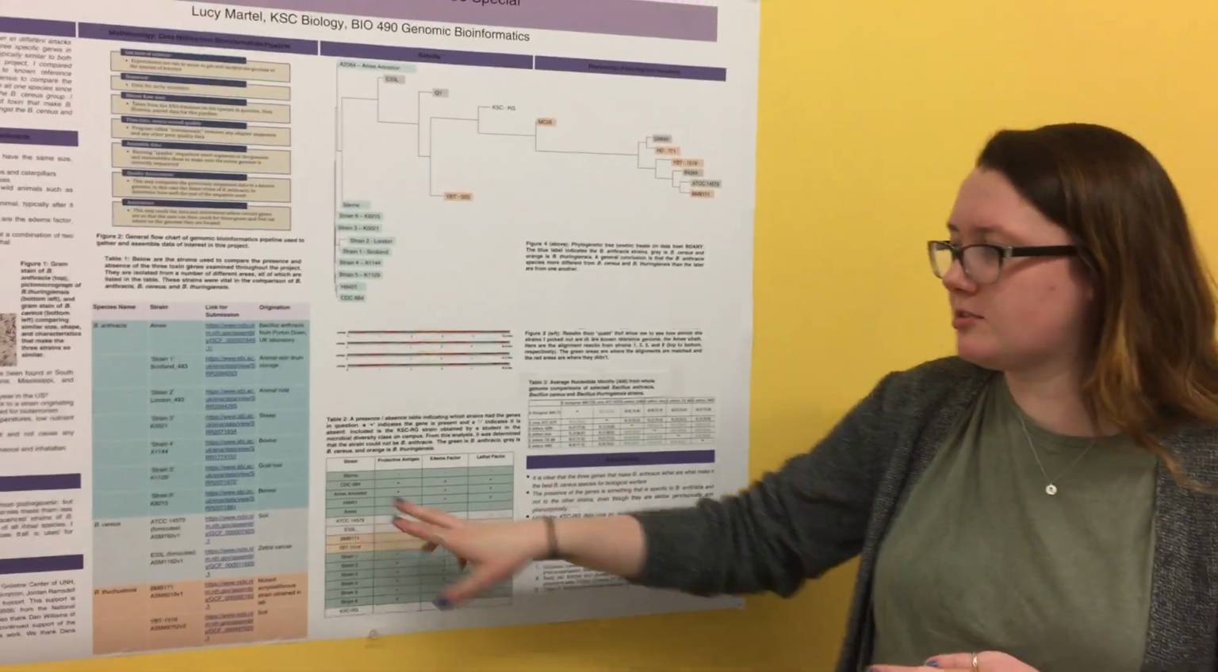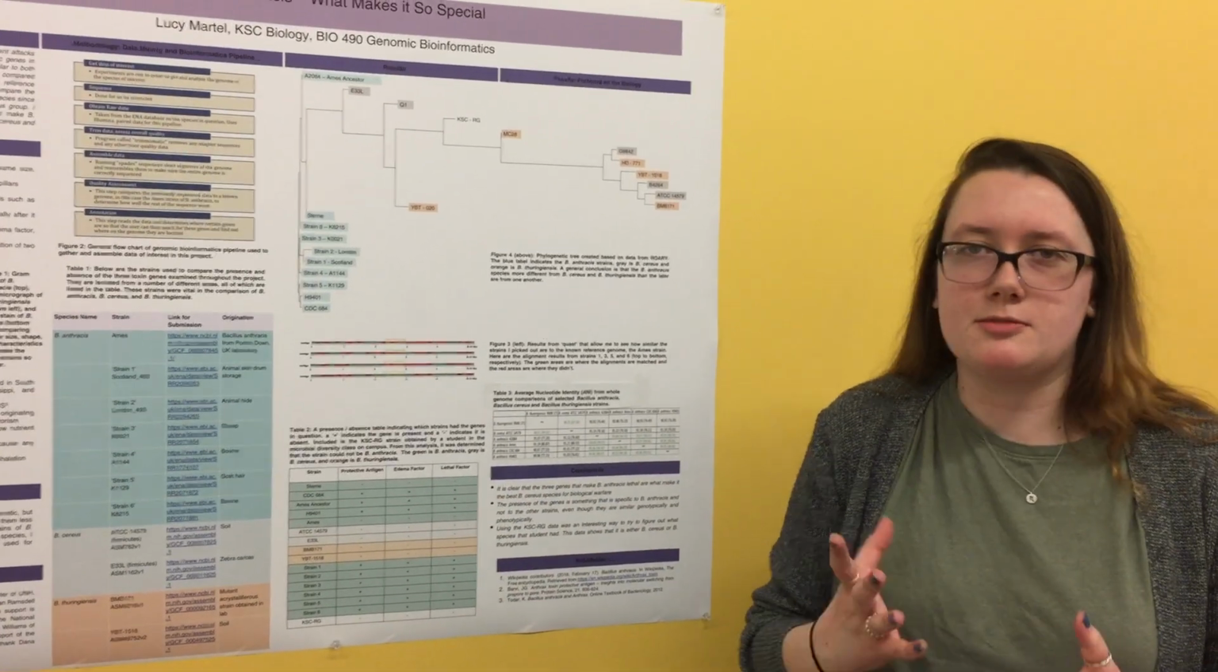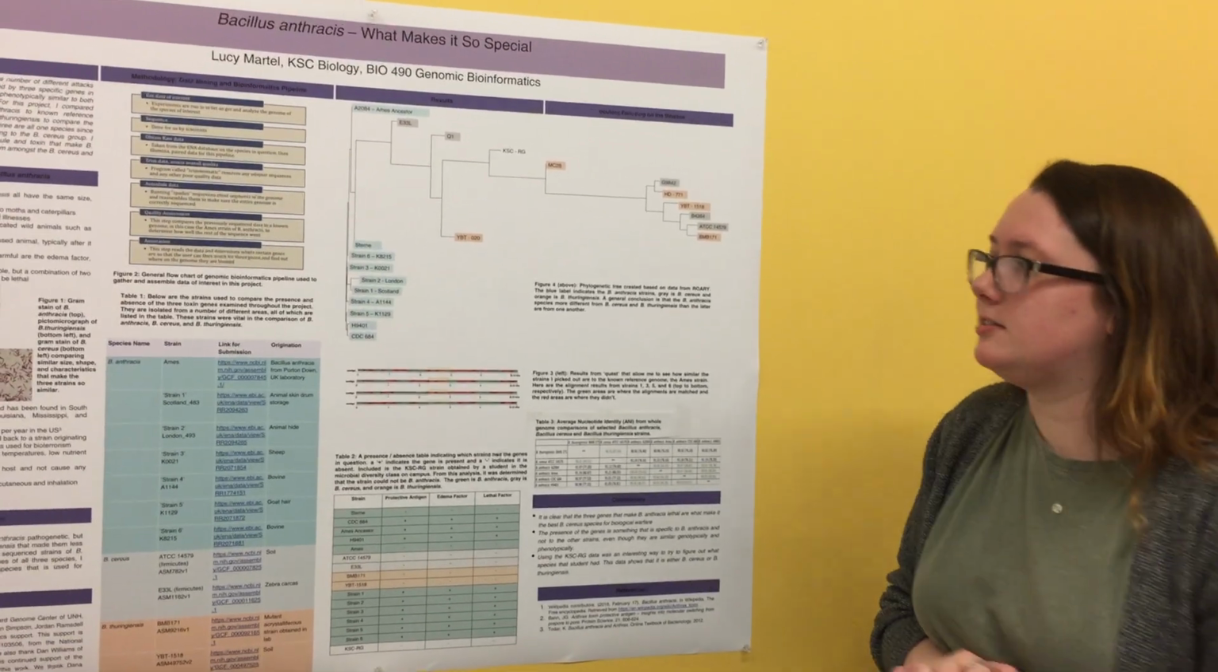Here are the species names that I used, the links where I got them, and where they were found. They were found in a majority of different things. Most of them were soil, sheep, cattle. One of them was a zebra, and then some of them were just mutant strains that were found in the lab. But I thought those would be interesting to compare it to.